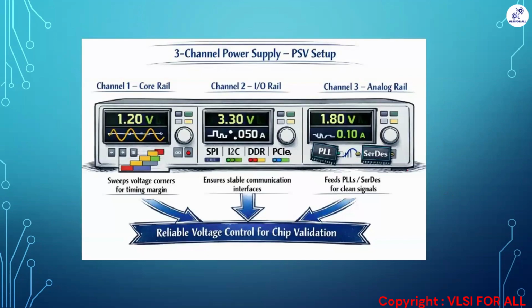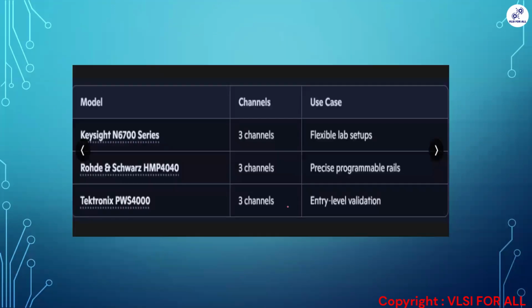And this one, for visualization purpose, I have taken this image of a power supply. A 3-channel power supply means it will be having channel 1, channel 2, channel 3. In that we'll be having one core voltage, which will be deciding how that interface main voltage will work.